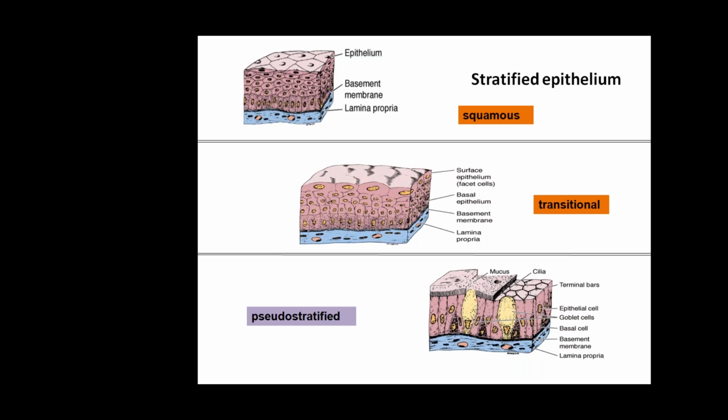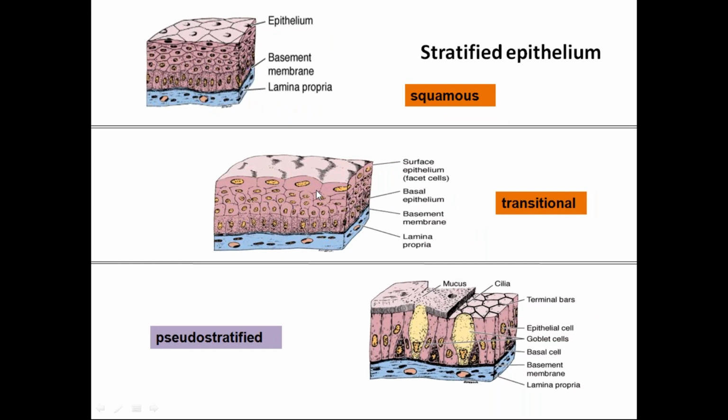Here, actually, it is transitional because it is stratified but different from other stratified, because here the surface cell is dome shaped or umbrella shaped, and the apical surface membrane shows a very thick glycogen coat. On the sides, tight junctions are there, and in that way the cells are in 4 to 6 layers.